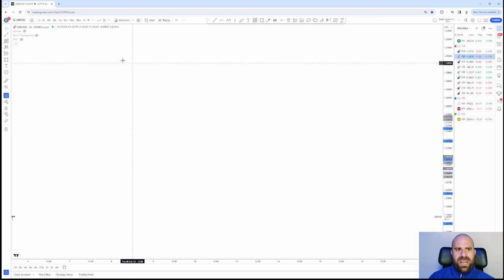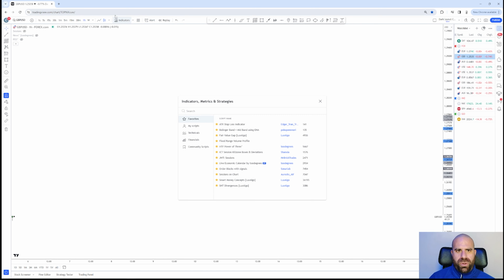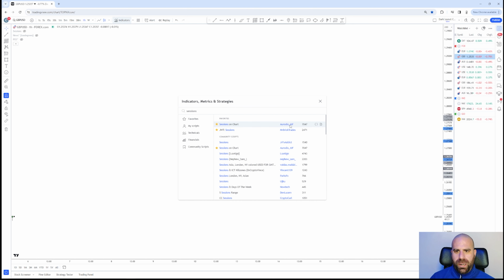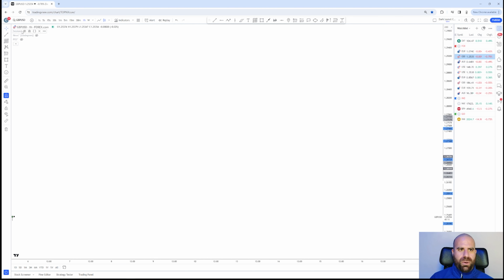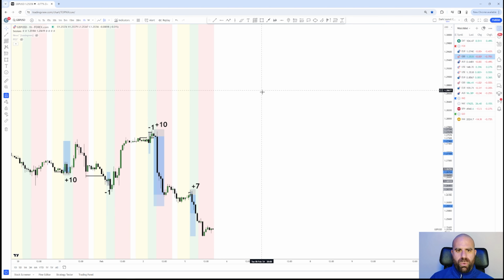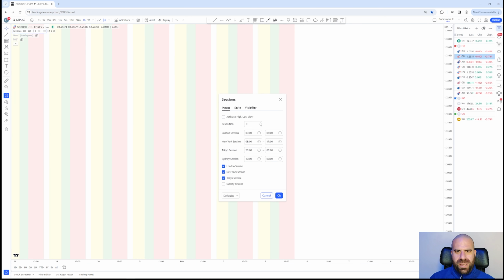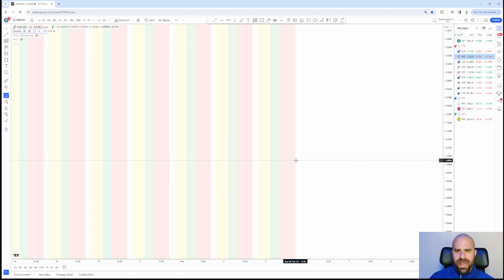Now you will be going ahead to the indicators on the bottom left of your screen on the TradingView platform, and you will be checking out for sessions on chart by Eurox AIF. Click on that. Once you have clicked on it, you will be seeing something like that. Go ahead to the settings and copy the settings exactly as I have them right here, and click OK.